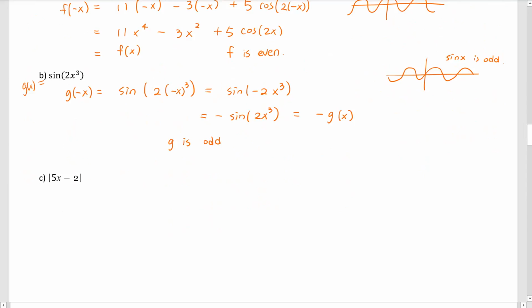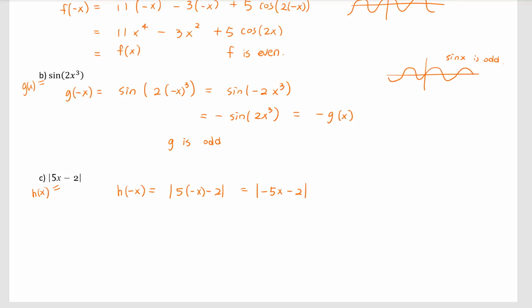How about part C? If we call this h, then h of minus x equals 5 times minus x minus 2. Let's multiply by 5, so we get minus 5x minus 2. Is this equal to 5x minus 2? Of course not. We can factor out the minus and get 5x plus 2. And for the absolute value, the minus can cancel, so we have the absolute value of 5x plus 2. So we can see they are not equal.